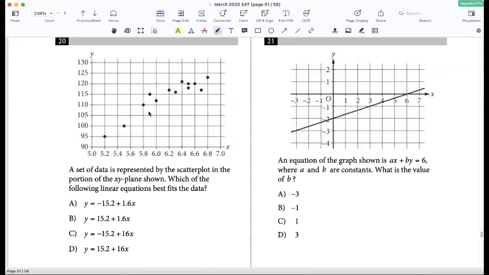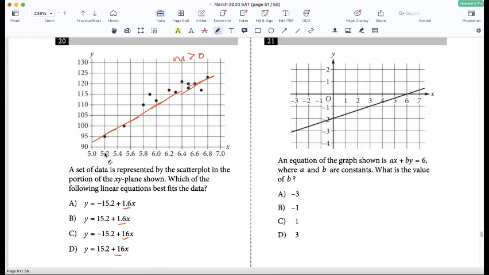Question 20. A set of data is represented by the scatter plot in the portion of the xy plane shown. Which of the following linear equations best fits the data? So we notice a couple of things. We notice that it goes upward like this, which means that the slope is positive. The slope is positive in all of these, right? So that's fine. Let's find the slope first.